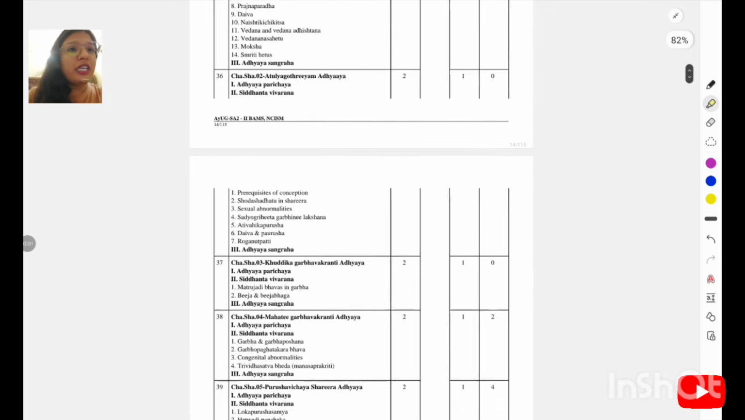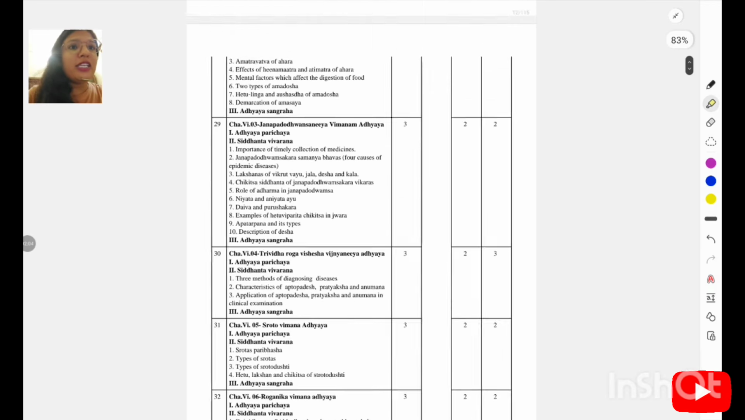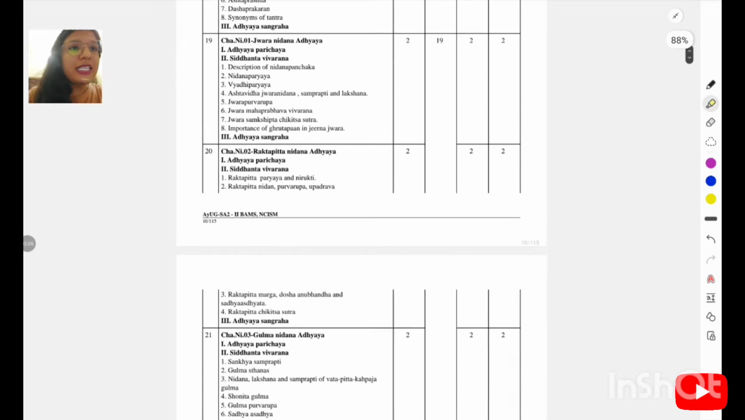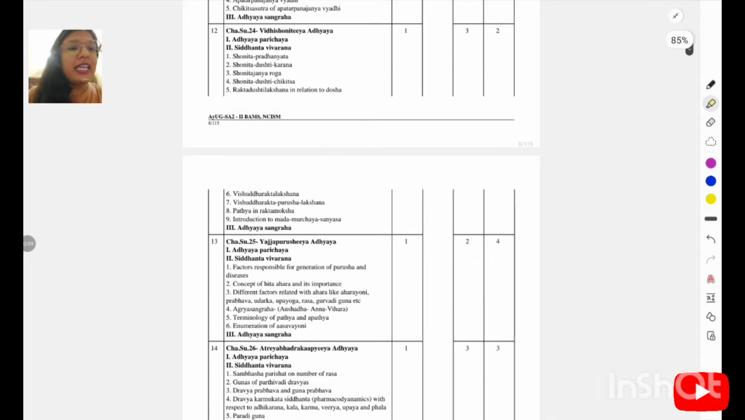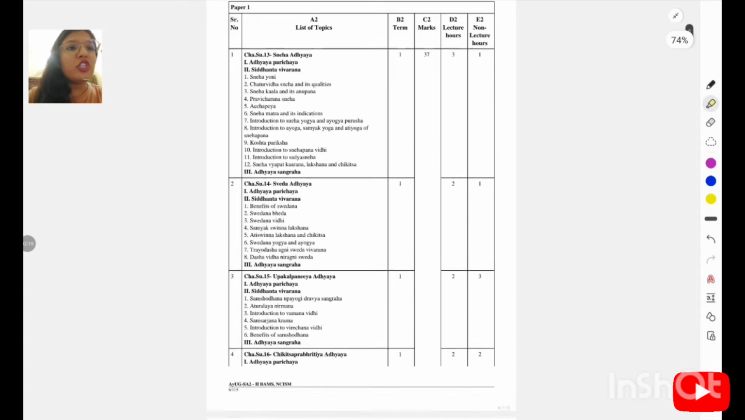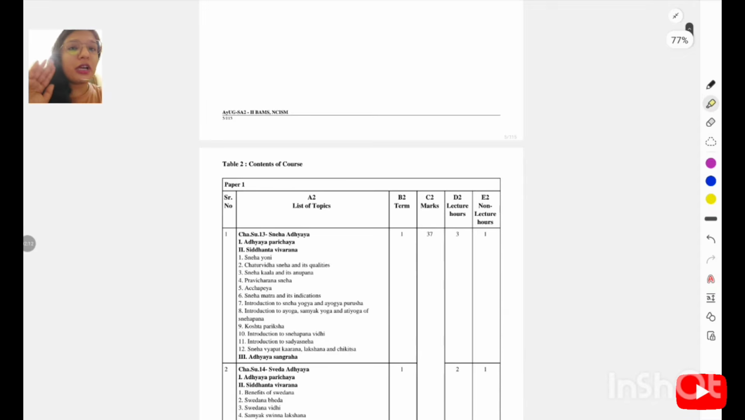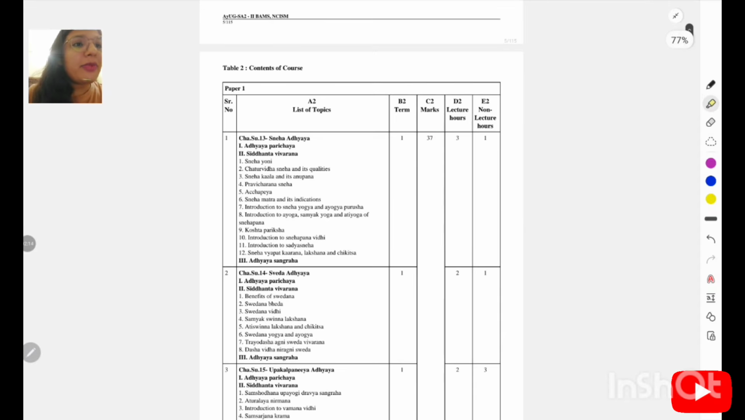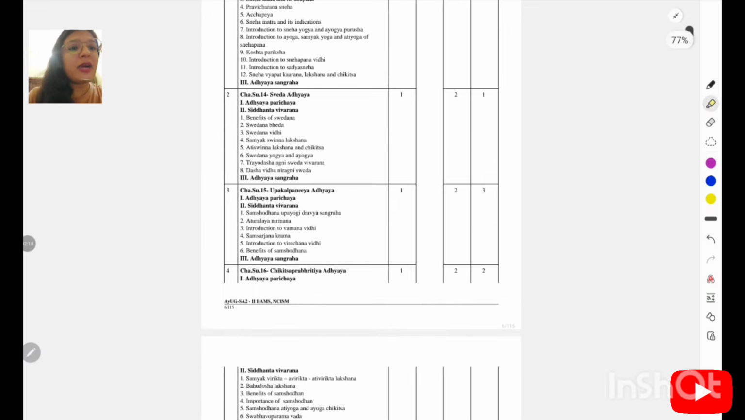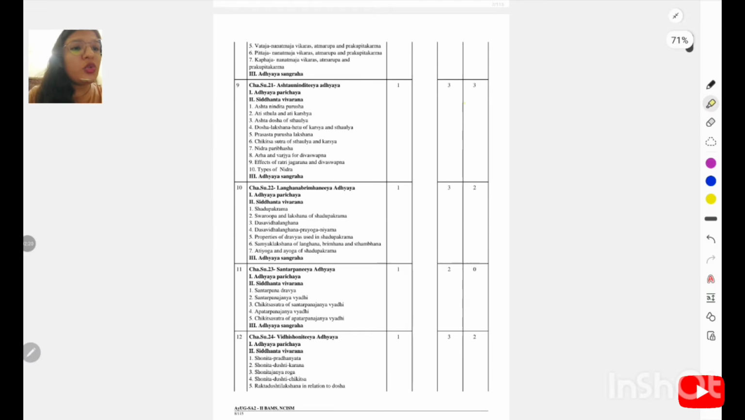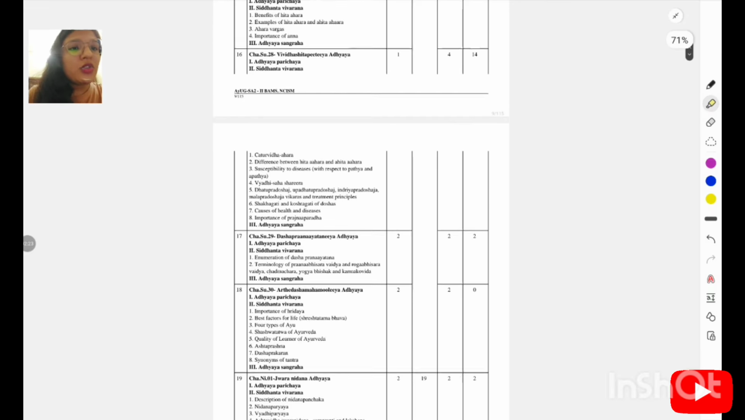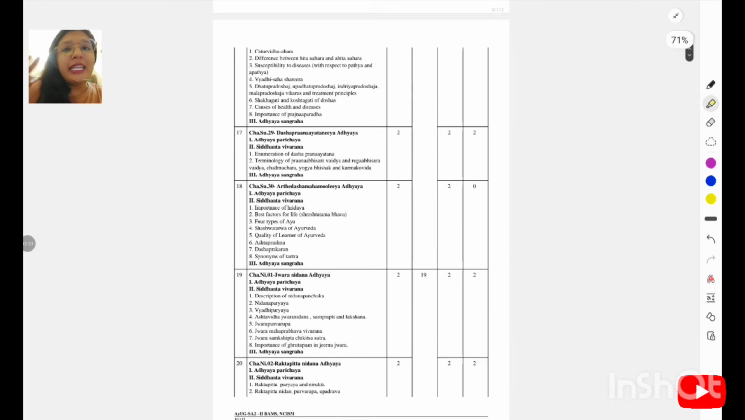The second important thing is that at the start of the syllabus you can see how many marks come from each portion. For example, for Sutra Sthana they are giving 37 marks, from chapter number 13 to chapter number 30. So there are approximately 18 chapters, and for these 18 chapters there are 37 marks. First, you have to be very clear about this.